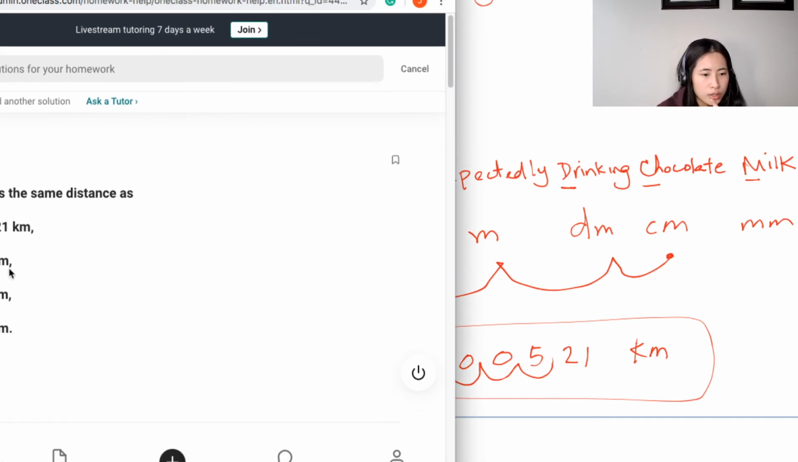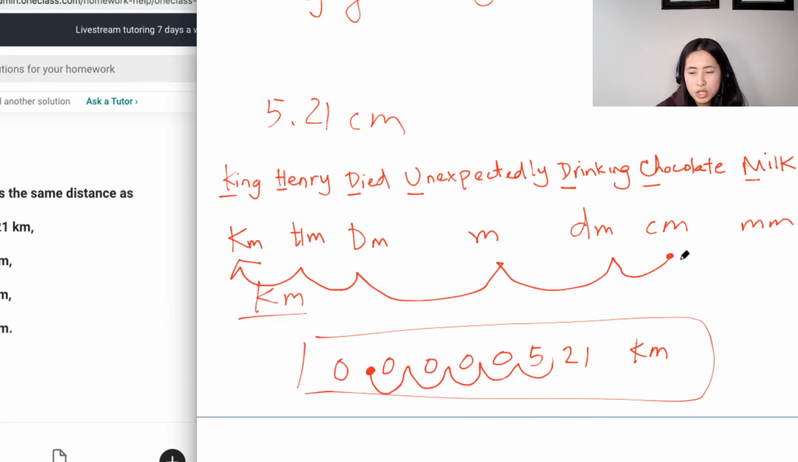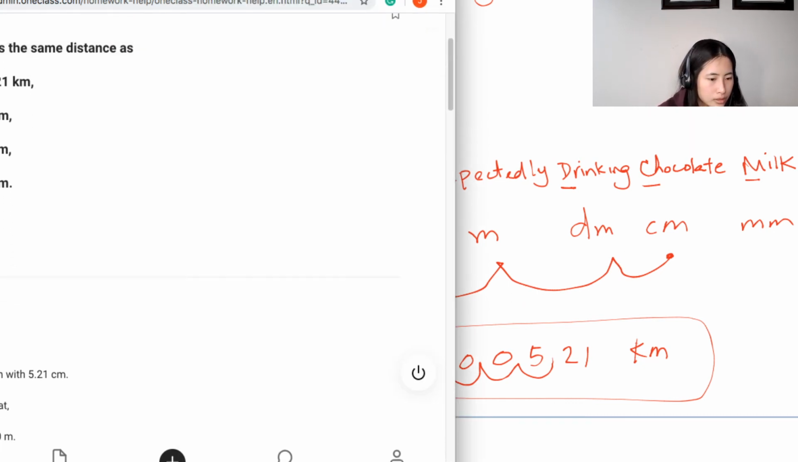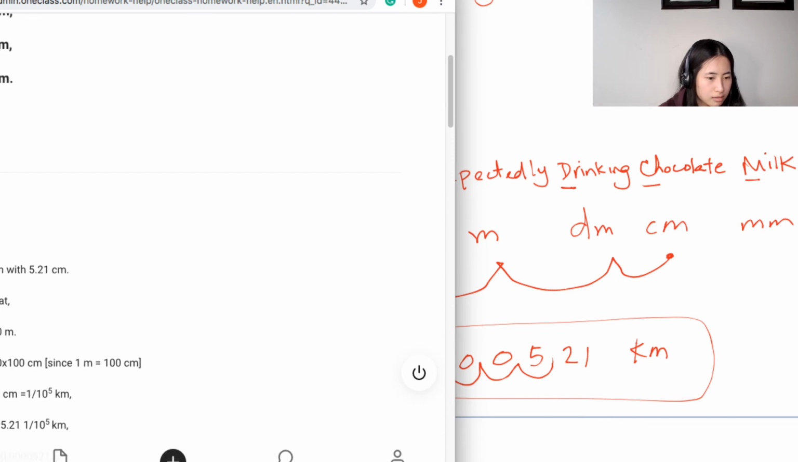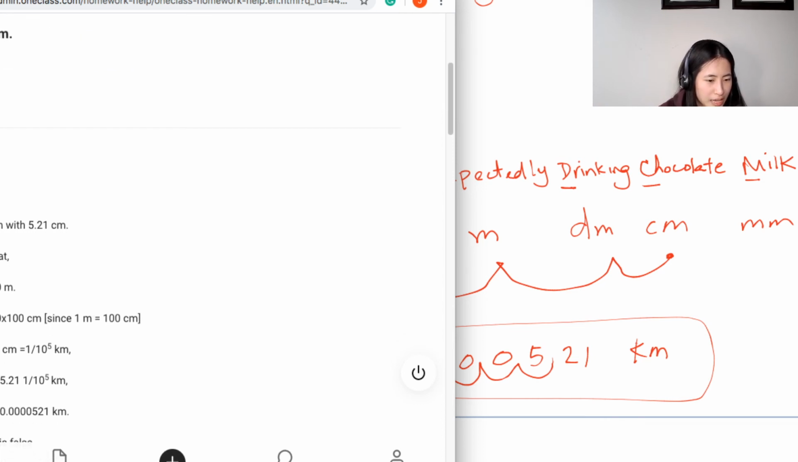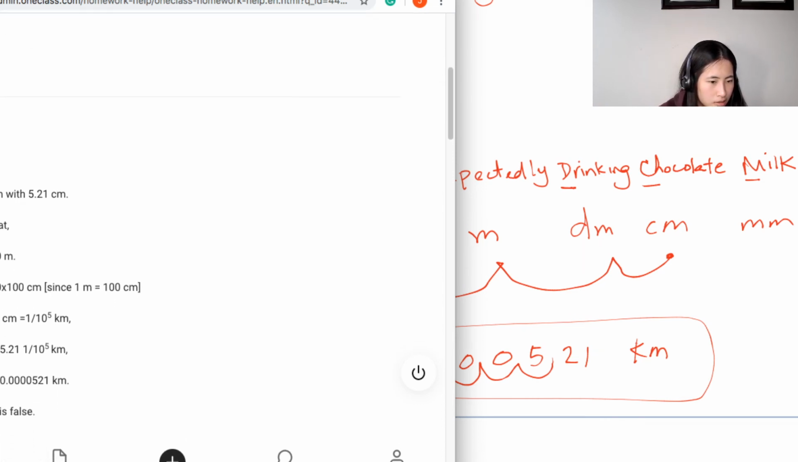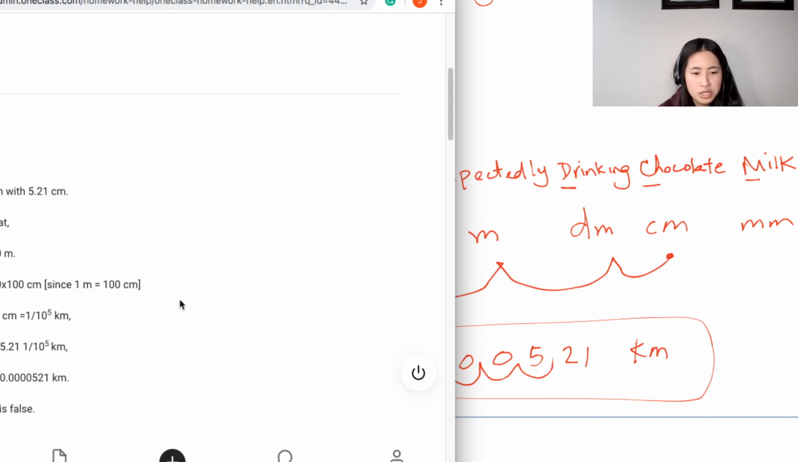Okay, so let's move on to meters. As this person mentioned, they're saying that 1 meter is 100 centimeters, right?